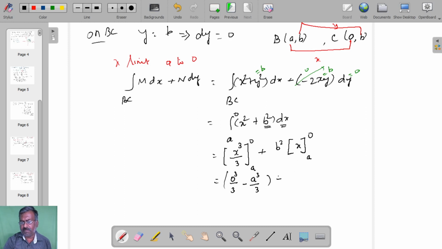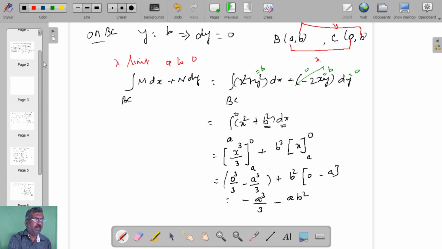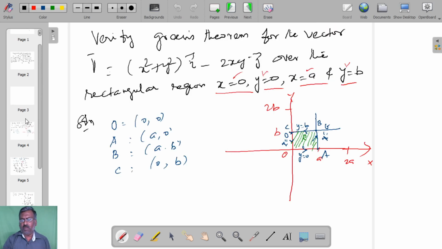Then first apply the upper limit, then the lower limit: 0 minus a. So this one is minus a cube by 3 minus a b square. Up to now we have found three regions: OA, AB, BC. Next, the fourth curve is CO. The starting value is C and the end value is O.